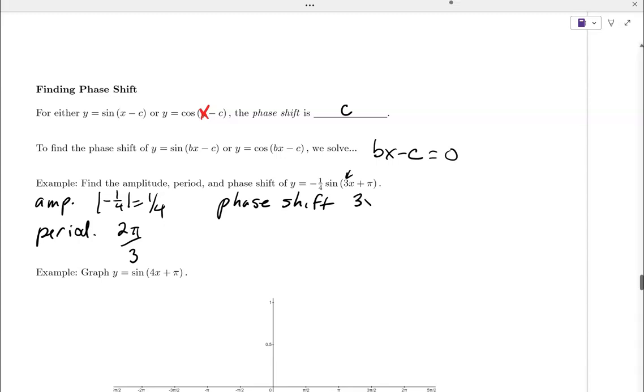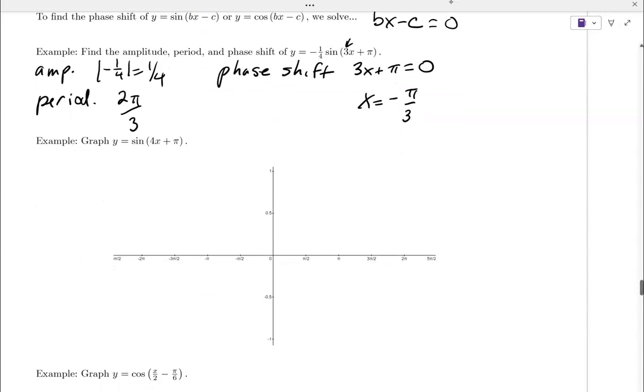The last one now is the new idea. We set the inside equal to 0 and solve for x. Subtract pi and divide by 3. We will get negative pi over 3. And again, it's perfectly fine that the phase shift is negative because that gives us a direction in which it moves. If we're graphically speaking, we're going to move that to the, which way? Yeah, to the left, right? It's going to go to the left. Okay. This one didn't ask us to graph it. It just asked for those different pieces.